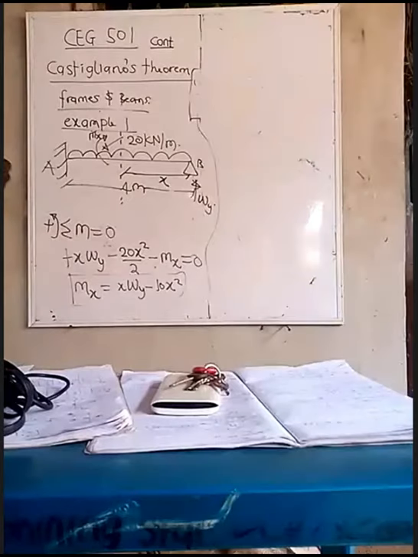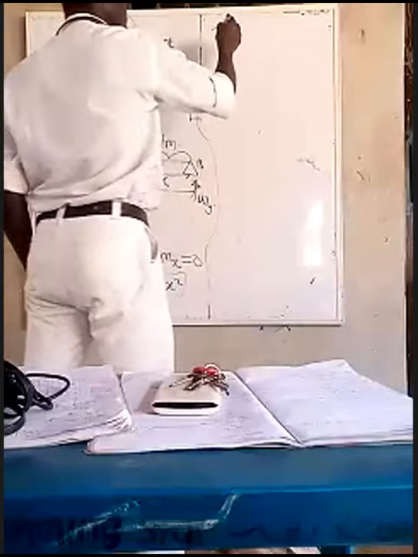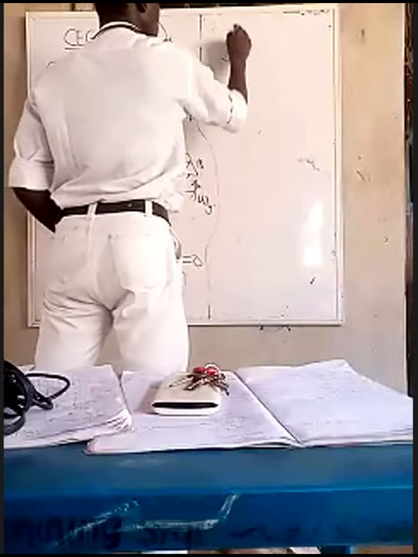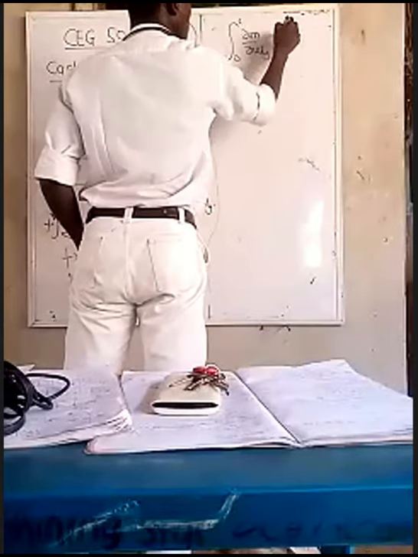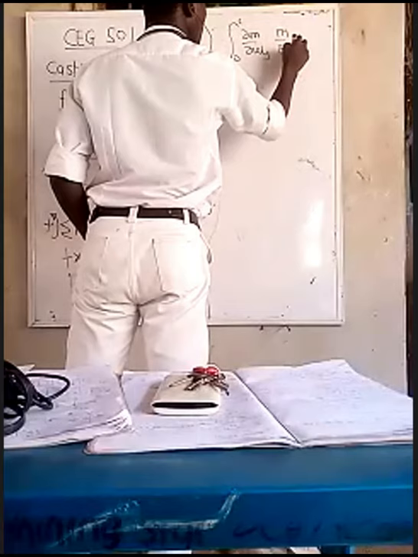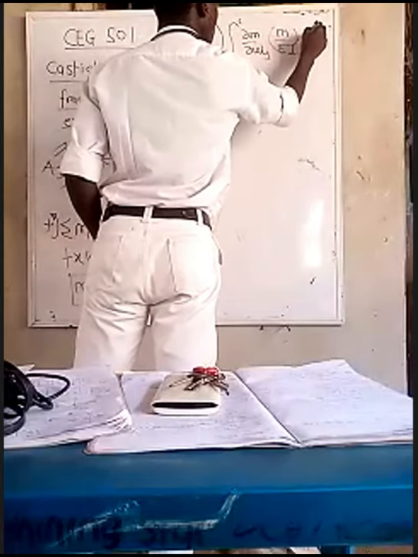Yes, hello, Johnson. The x WY, where did it come from? What's that Castigliano sign again? The integral of M, the partial of M with respect to WY, from 0 to L, M over EI, dx.